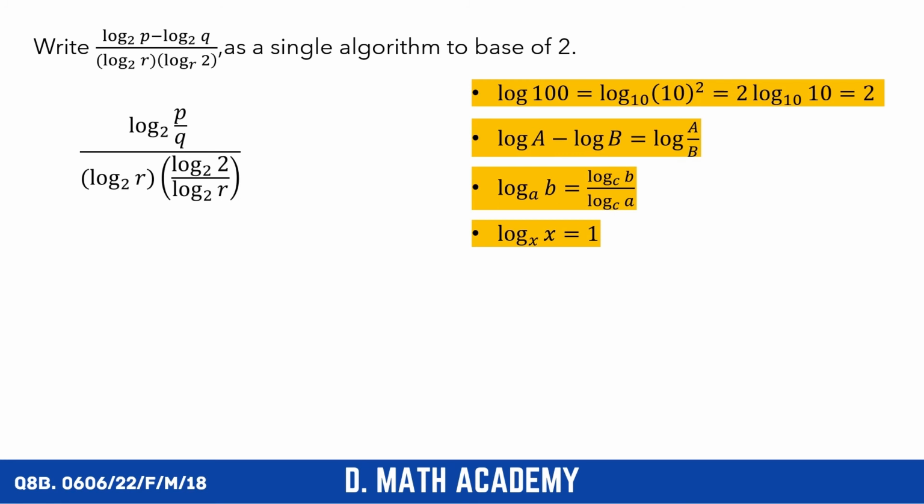So I cross them off since they are repeating, and log 2 is actually 1. So now I have log 2 p over q divided by 1, and my final answer will be log 2 p over q. So that's the single logarithm that the question is referring to.